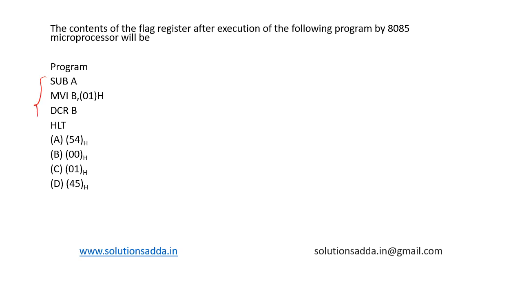We're performing SUB A, that is subtracting from accumulator, MVI B, 01H, DCR B, and HLT. So first of all, what is flag register? It is an 8-bit register that shows the status of the microprocessor before or after an operation. Out of these 8 bits, only 5 bits are defined. The rest 3 bits are don't care.